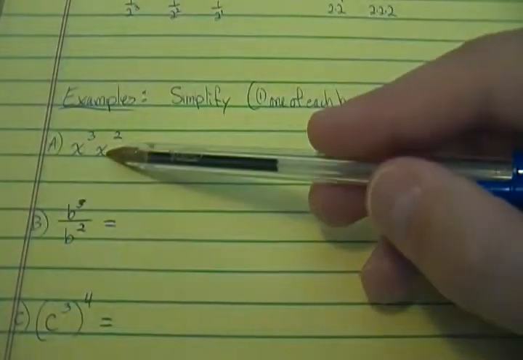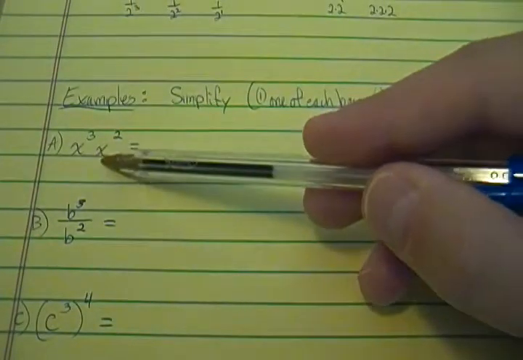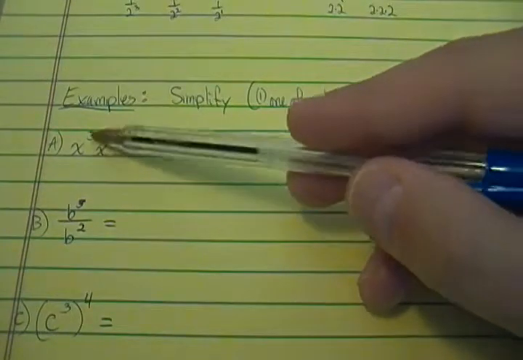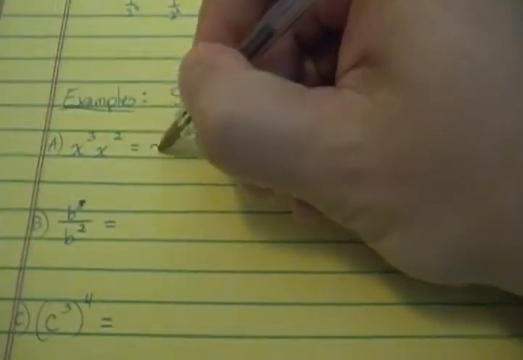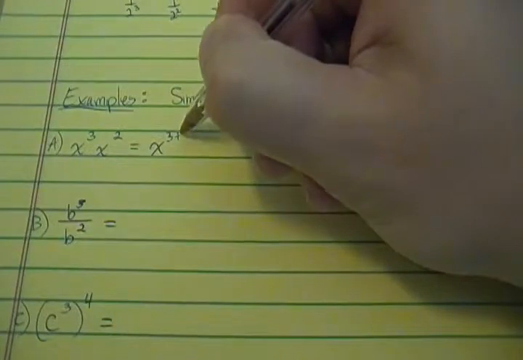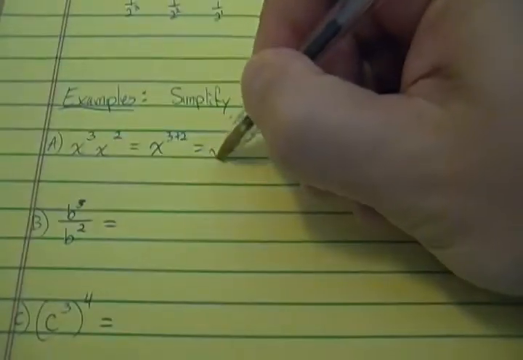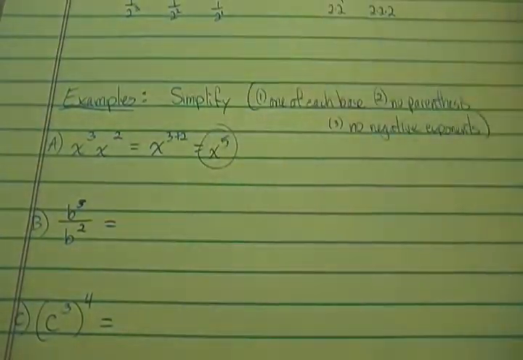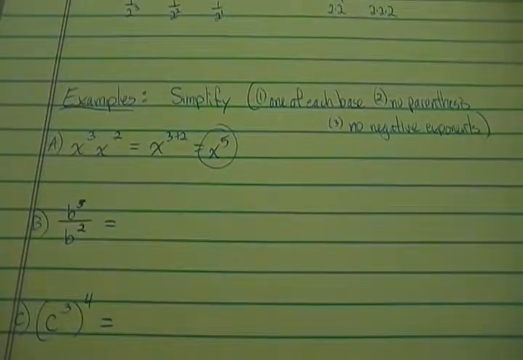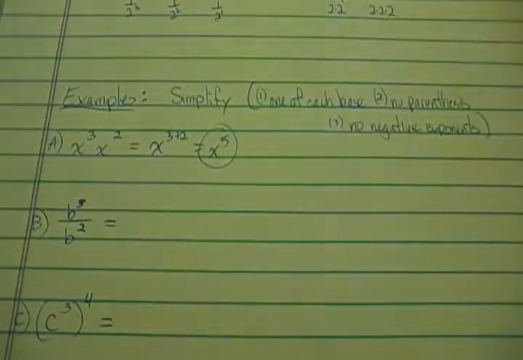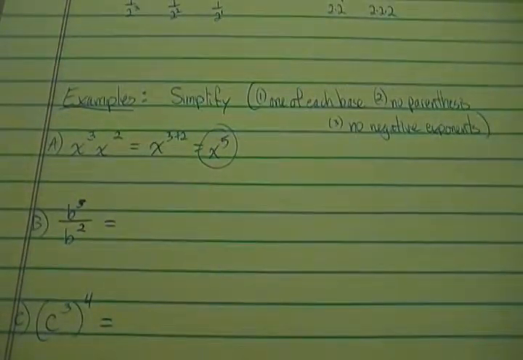So when we're multiplying exponential expressions that have the same base, they're both base x, we add the exponents. So it's going to be x raised to the 3 plus 2 power, which is going to be x to the 5th power. So when it's the same base being multiplied, you add the exponents, and 3 plus 2 gives us 5, so it's x to the 5th.